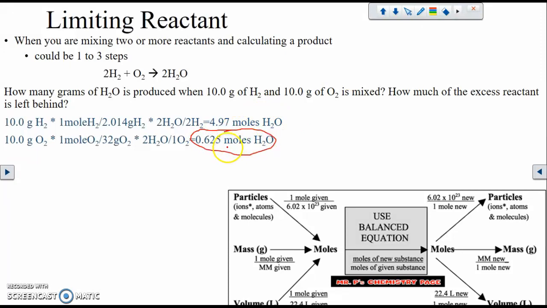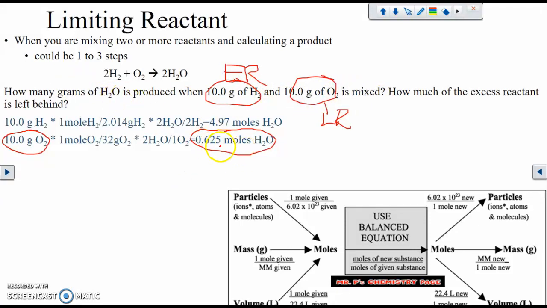0.625 moles is definitely way smaller than 4.97 moles of water. So the limiting reactant in this case is oxygen, which means to say that the excess reactant is the hydrogen. Okay? So the question says how many grams of water.